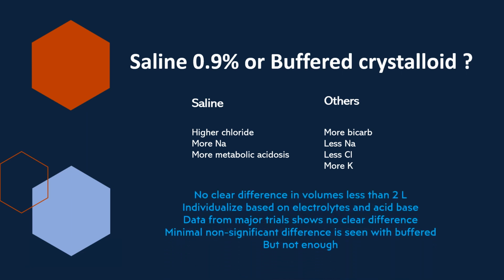There is no clear difference if a small volume of saline or buffered crystalloids is given. The cutoff is 2 liters. However, you should usually individualize your decision about which type you will give based on the electrolytes and the acid-base data. The data from major trials showed no clear difference between the two types. There is even a minimal and non-significant difference between buffered solution and saline and the different types. However, this is not enough for a recommendation of saline versus buffered crystalloids.